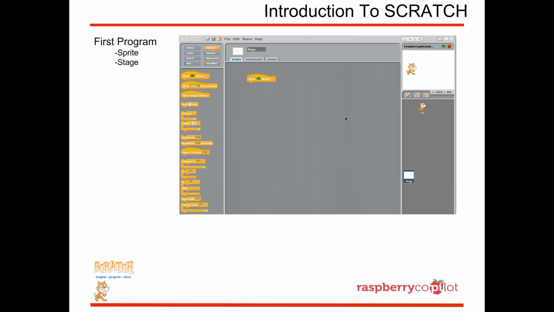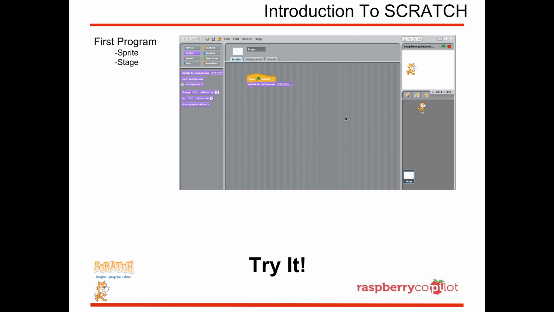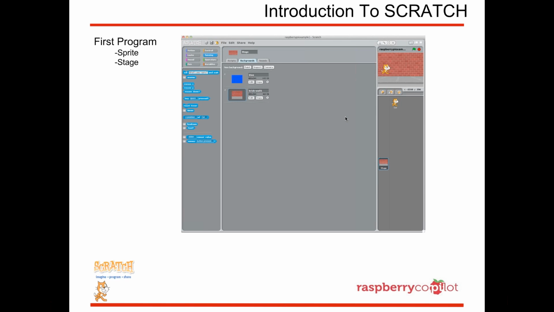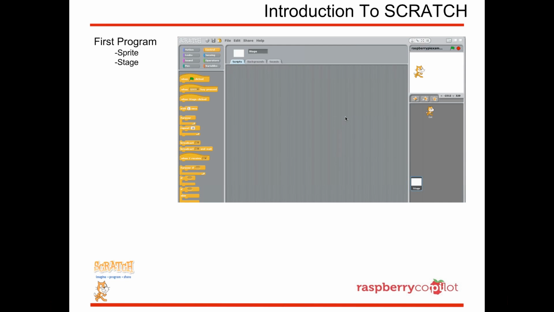Now, what I want you to do is select this. Select another background. Okay. Once you've done that, so you have two backgrounds now. All right. In my case, I have a blue and a brick wall.